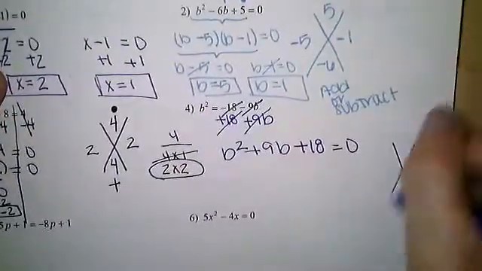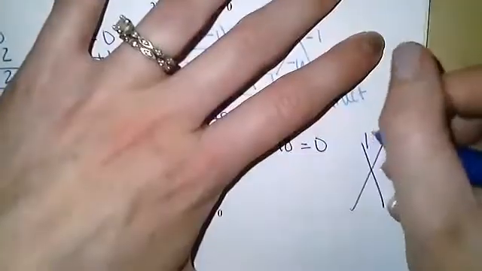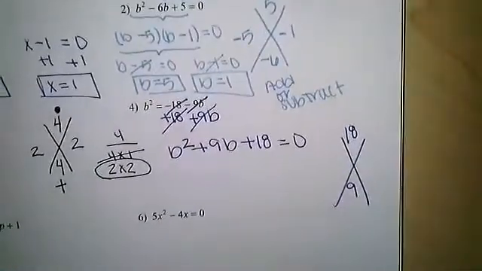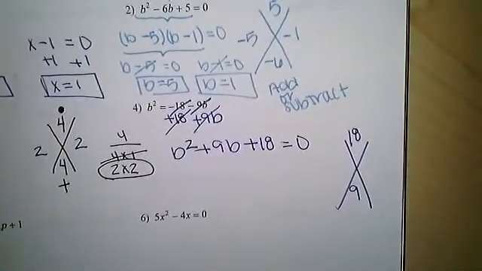We can do a big X for this one, or we can do a factor list. It's really whatever works best for you. So we're finding numbers that multiply to 18 and add to 9. So just think on that for a second.